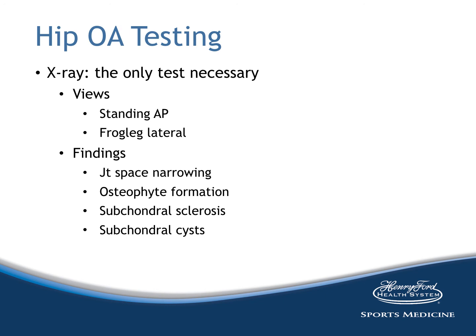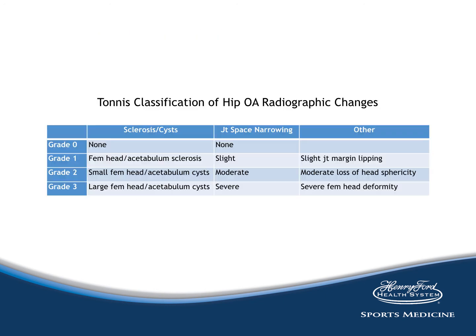Classifying or grading hip osteoarthritis can be performed using the Tönnis classification system, where grade 0 changes are no sclerosis or cysts and no joint space narrowing, basically a normal hip. Grade 1, the femoral head and acetabulum show sclerosis and there is slight joint space narrowing. There may be some marginal lipping also noted.